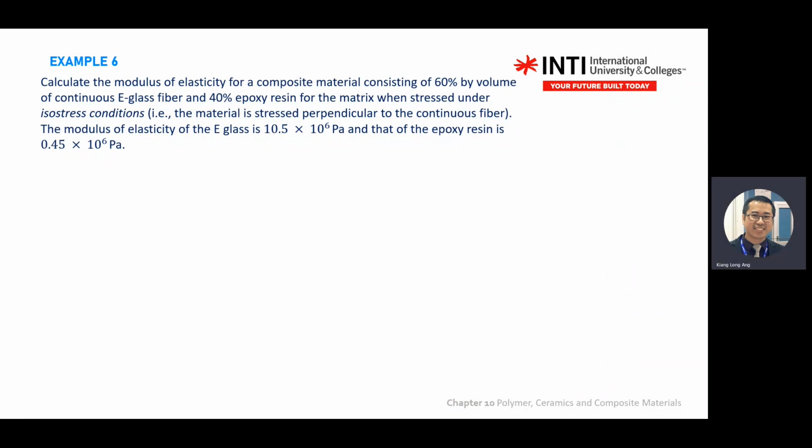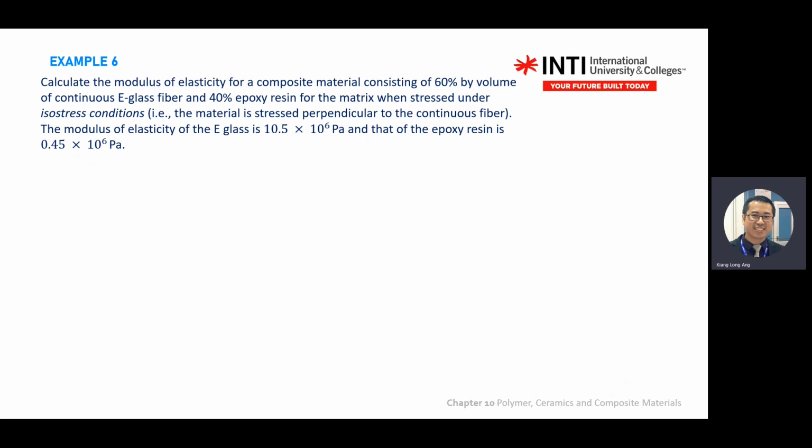Okay. Let's apply what we learned again on composite. Again, no picture that you can see. It's just a statement, and then you find something. So calculate the modulus of elasticity E for a composite material consisting of 60% fiber and epoxy. It gives you 60-40. So again, this one is volume. So you have your VF and VM. VF in this statement here is 0.6, VM will be 0.4.